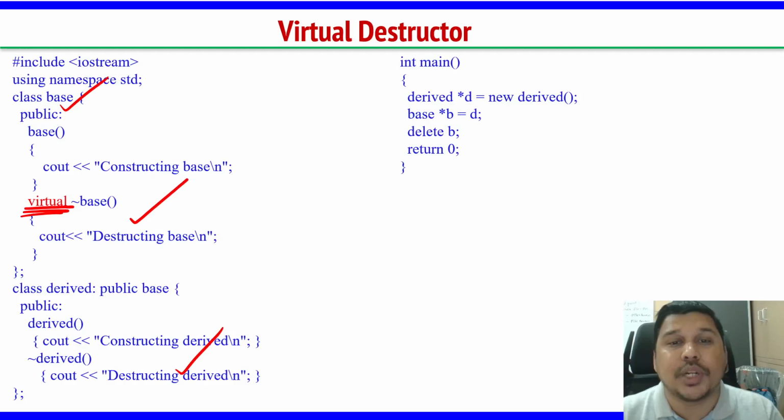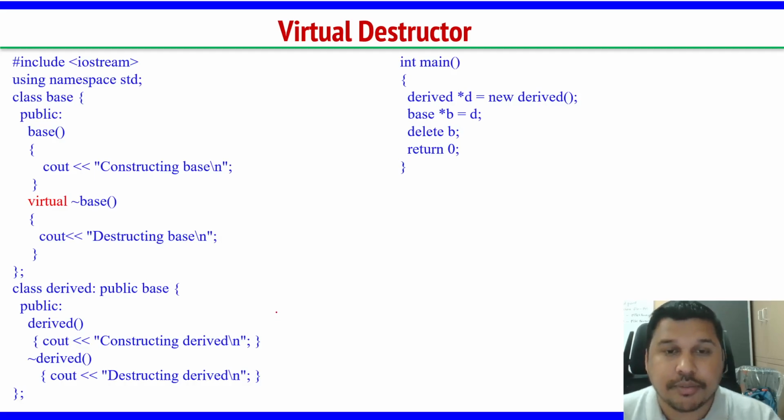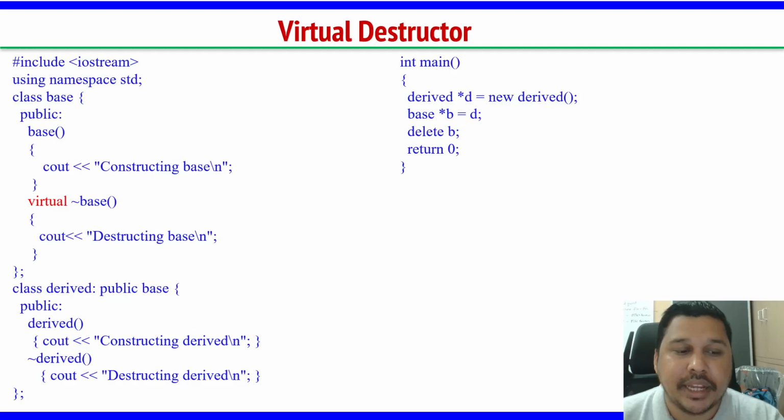Can you guess the output? In which order will the destructors execute? Can you tell me in which order the destructors will execute in this virtual destructor concept? I am deleting the parent class object directly. Delete B. Which one do you think will execute, the derived destructor or the base destructor?